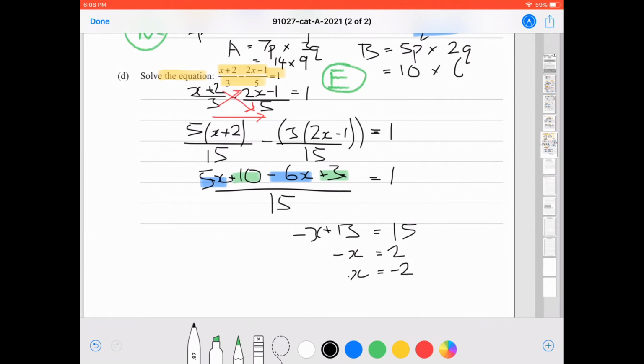Okay, correct solution, x equals minus 2, gets you a merit here. Achieved: correct arrangement for both numerator and denominator, which does not need to be expanded or simplified. So I'd say this step here gets you the achieved.